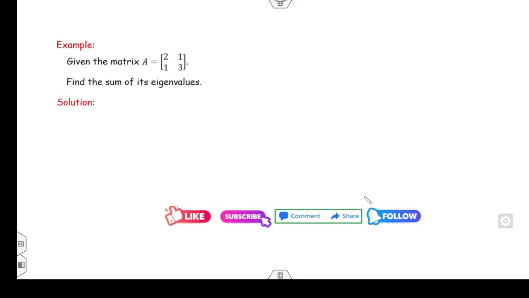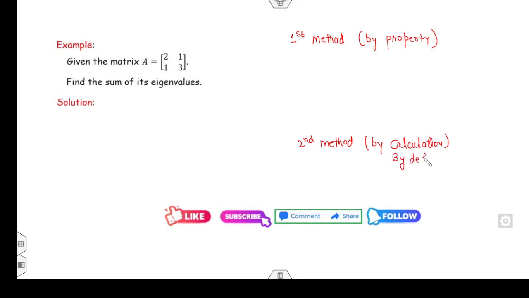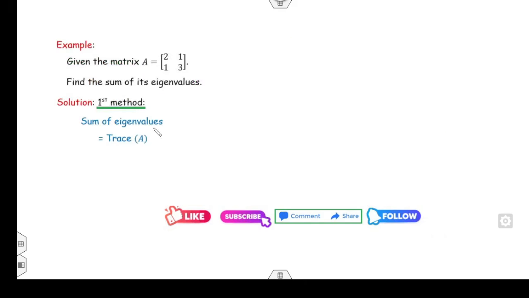Look at the examples. If I consider the example, how can you find the sum of the eigenvalues? I will tell you two different methods. The first method is by using the property, and the second method is by using the calculation. Calculation means by the definition. So what is the first property? By using the property, the sum of the eigenvalues is the trace of the matrix. Can you find the trace of the matrix? 2 plus 3. The 5 is the right answer of the problem.